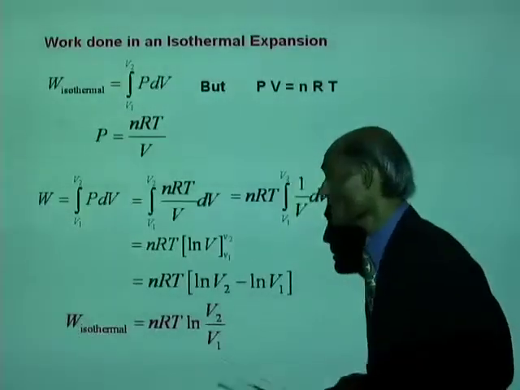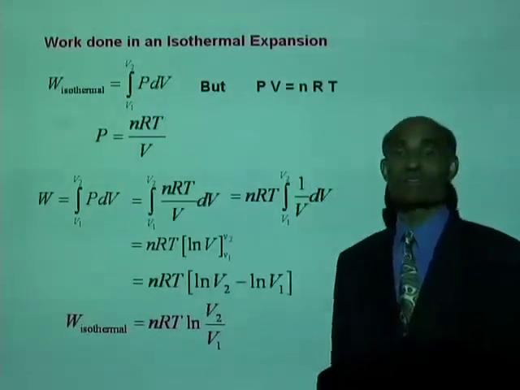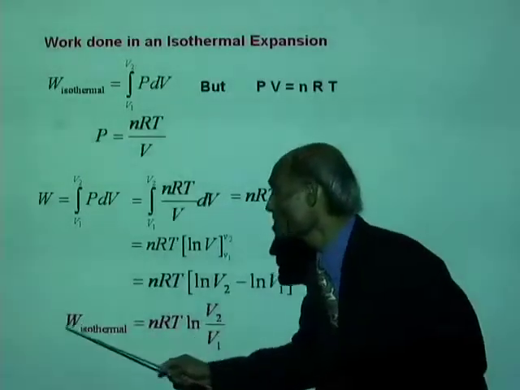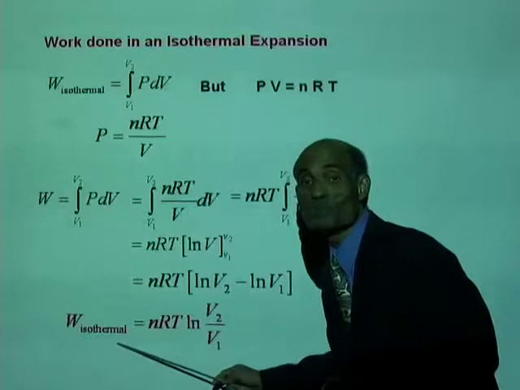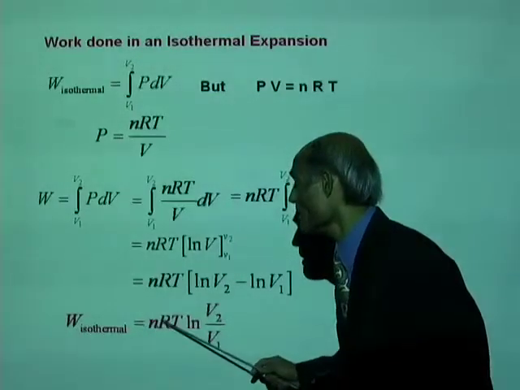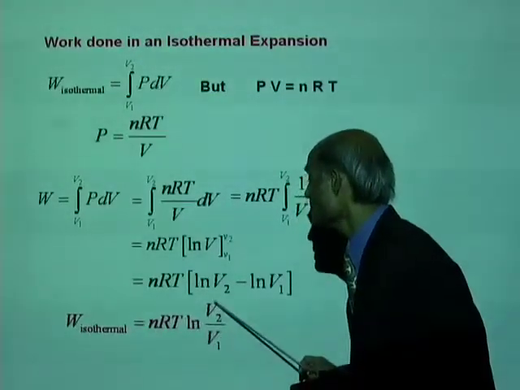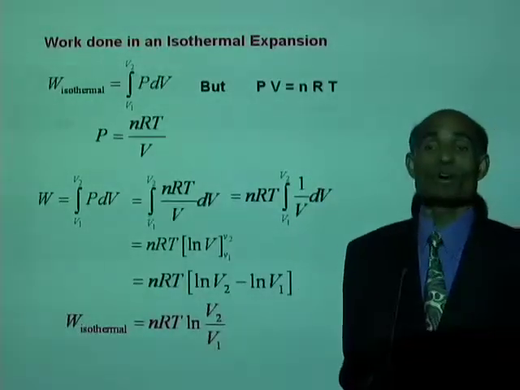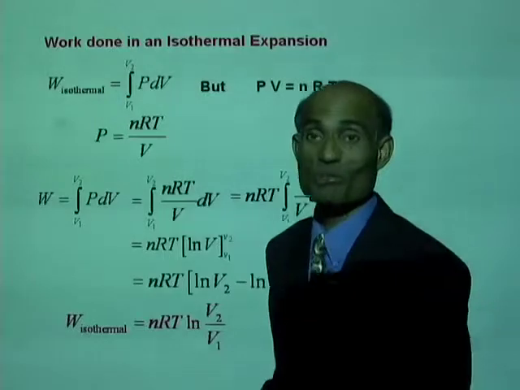And here is another important equation that you cannot afford to forget. Work done in an isothermal process is nRT ln v2 over v1. Take note of that. Work done in an isothermal process.